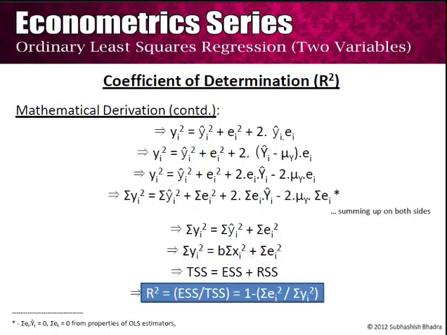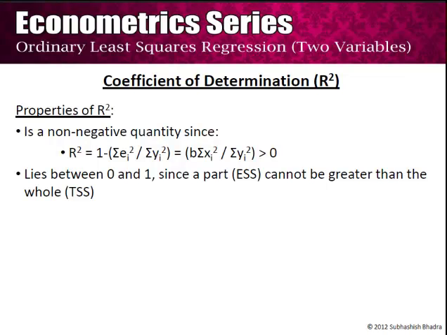Now R square is equal to, as we said, the explained component by the total component, and hence is equal to 1 minus the unexplained component RSS by the total component, which is TSS. Coefficient of determination has certain very good properties.